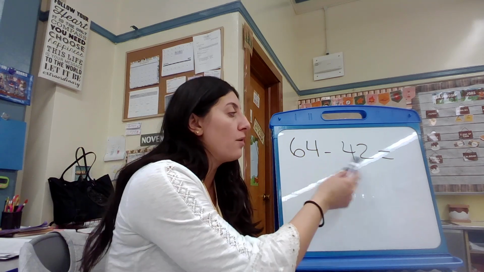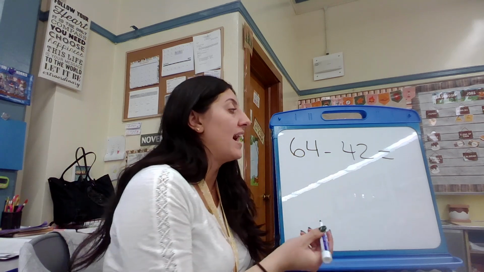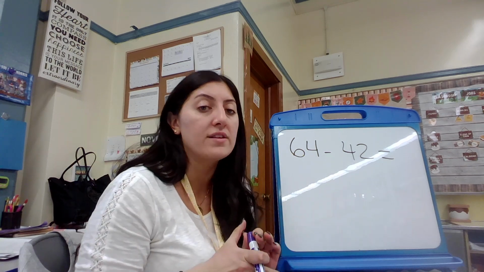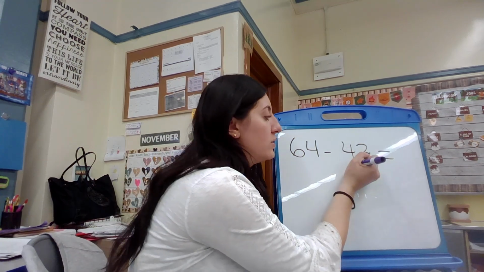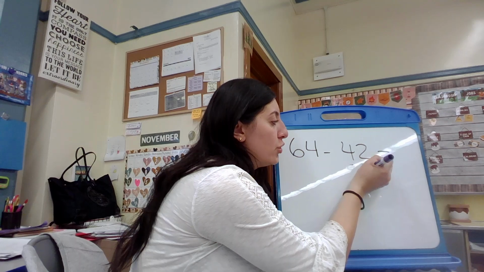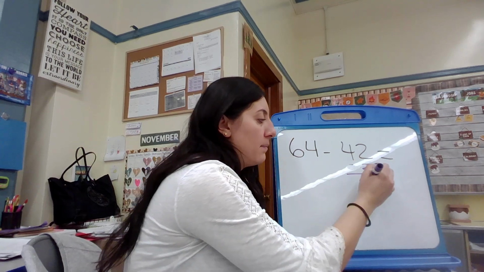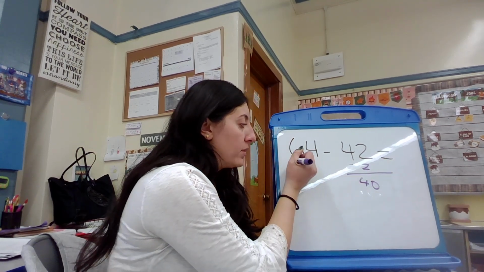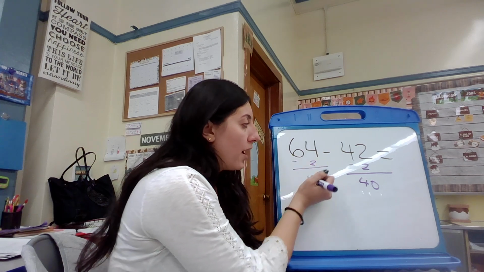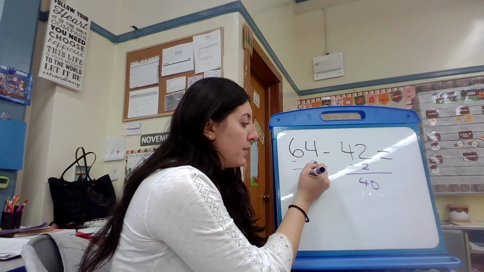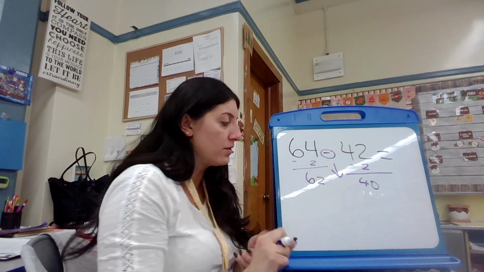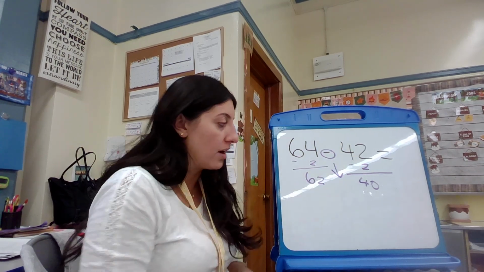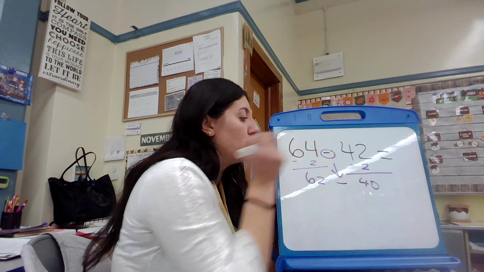So I have 64 minus 42. I want to get a 0 in the ones place from the number I'm subtracting. So I'm going to take away 2 from 42 to bring me to 40. Now I'm going to take 2 away from 64. That brings me to 62. I'm going to bring the original operation straight down because that is not changing. Now I have 62 minus 40.